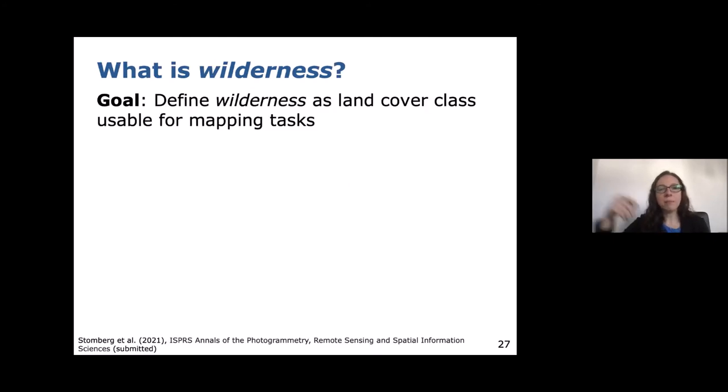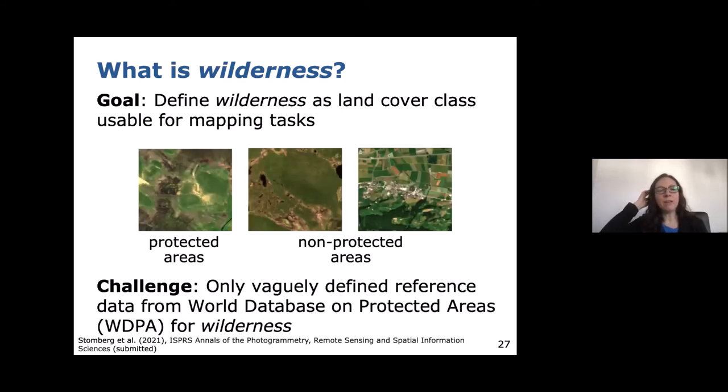And so let's come back to our task and about what is wilderness. Our goal was to define wilderness as a land cover class usable for mapping tasks. The challenge is that we have only vaguely defined reference data. In our case, we had data from the World Database on Protected Areas, WDPA, for wilderness. They say wilderness is protected area and without human activity.